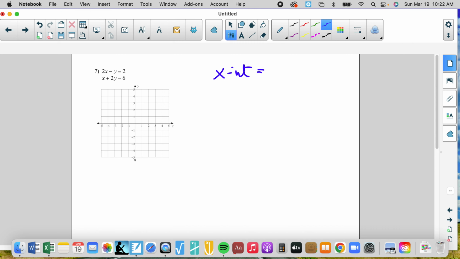So my x-intercept, remember, for x-intercepts y equals 0. So if we plug in 0, we're left with 2x equals 2. Solve for x, we get an x-intercept of 1. Y-intercept, remember, we're plugging 0 in for x. We plug in 0 for x in our top equation. We get negative y equals 2. Solve for y gives me negative 2. My x-intercept is positive 1. That's on the right side, Mr. McCausland. Y-intercept is negative 2. That would be down here.